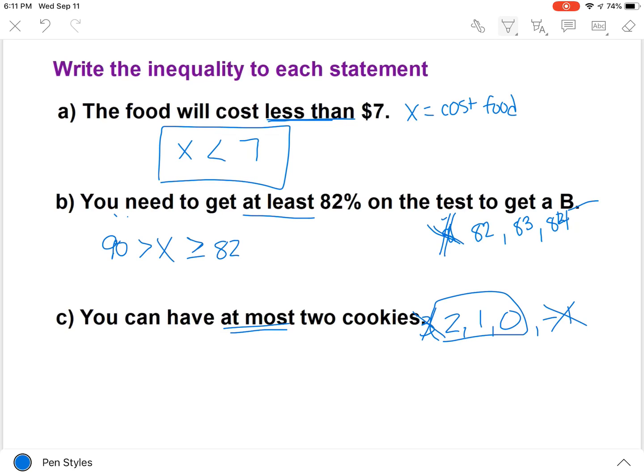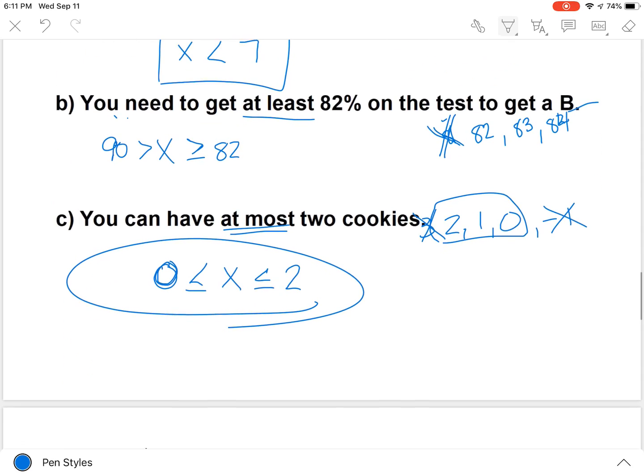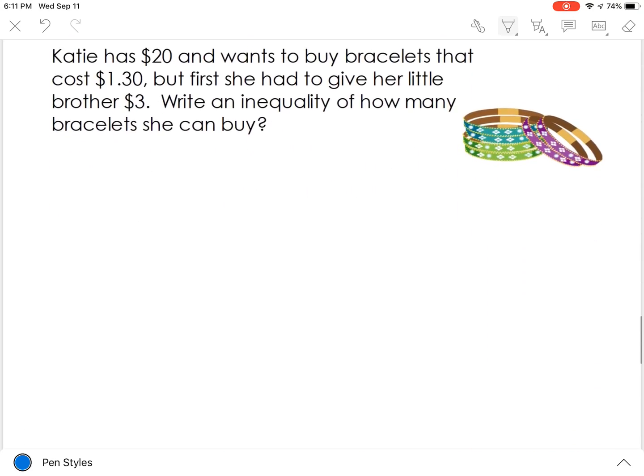So we're actually going to have a compound inequality like we did in B. So our lower bound is 0. 0 is the lowest number of cookies you could have. Right? So that's less than or equal to your number of cookies, X, which is less than or equal to 2, the greatest number of cookies you could have. And that's our inequality. Let's look at some word problems, okay?